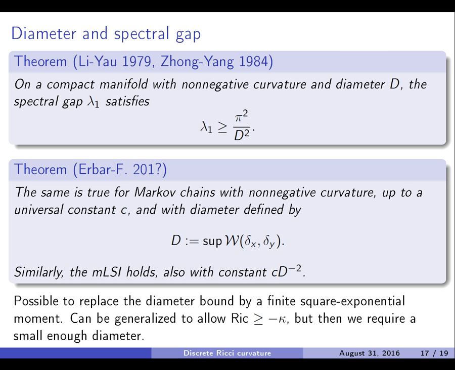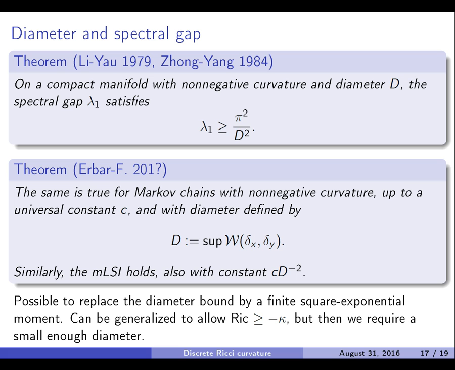Of course, the behavior of this estimate is sharp because in the classical setting, this is actually the spectral gap for a one-dimensional torus with diameter d, so it's actually reached, and there is even a rigidity theorem stating that if you have diameter d and this is exactly the spectral gap, then your space is actually isometric to the one-dimensional torus.